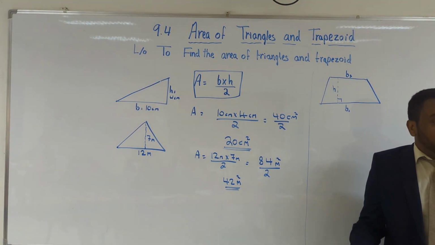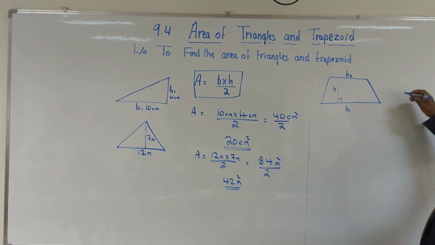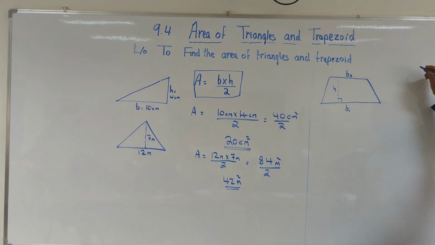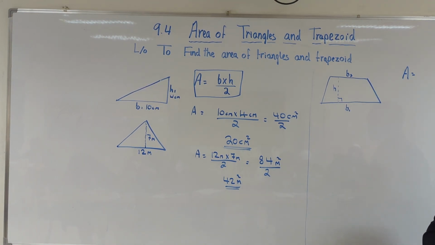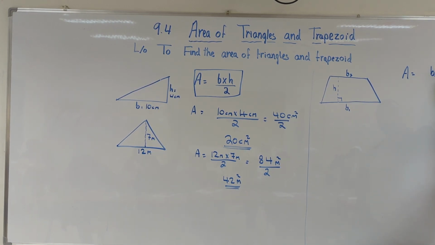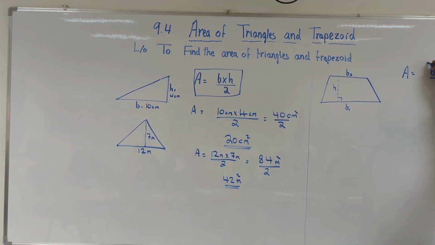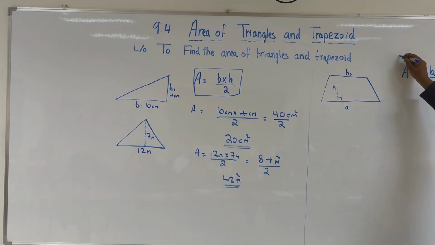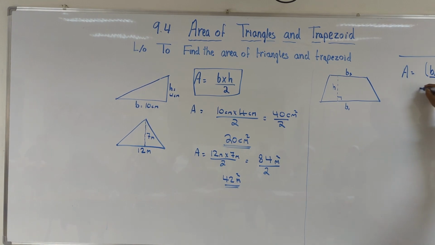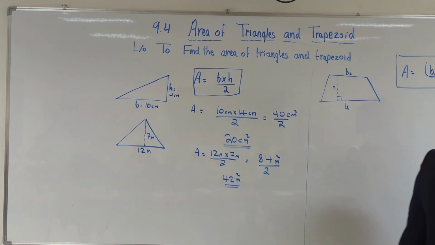What is the formula? Let's write down the formula now. The formula of the trapezoid: area of trapezoid is equal to base 1 plus base 2, divided by 2, then multiply this by height. This is the formula. You need to put it in a box to say this is important for you to remember.